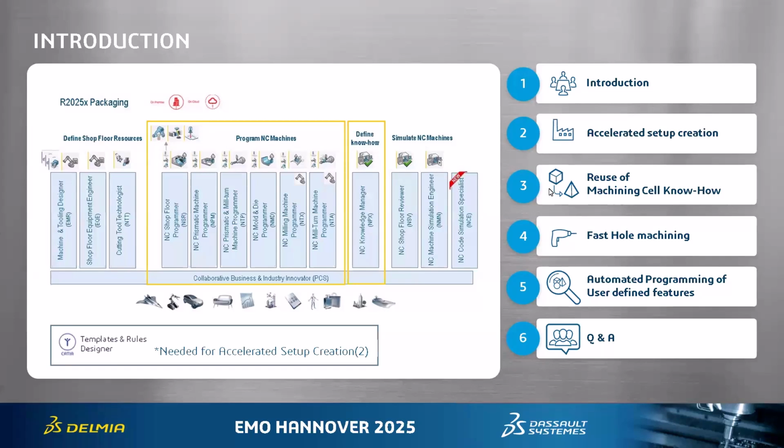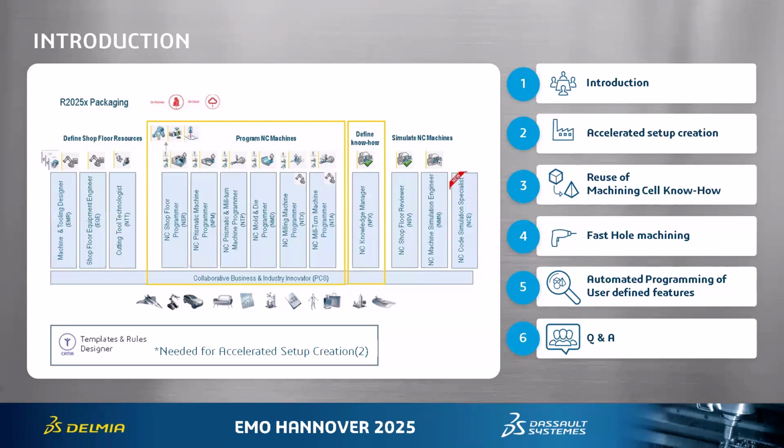The second point is the manual reuse of machining cell know-how. The third point is how fast we can machine holes with DELMIA machining. And the last step today will be automated programming with user-defined features.